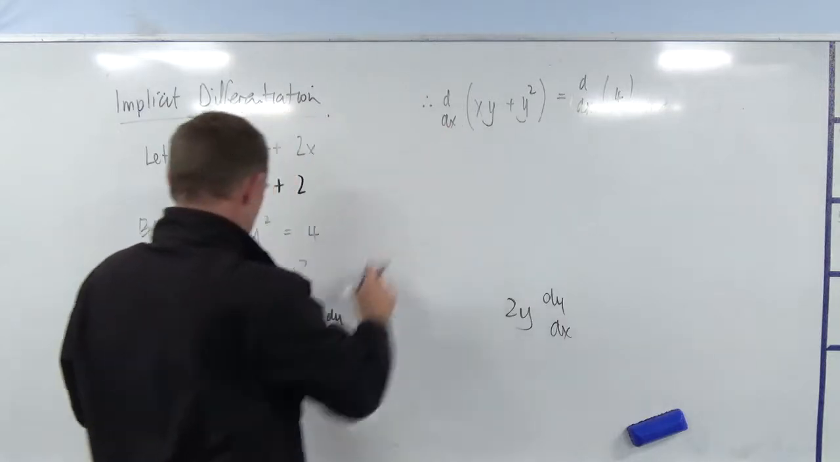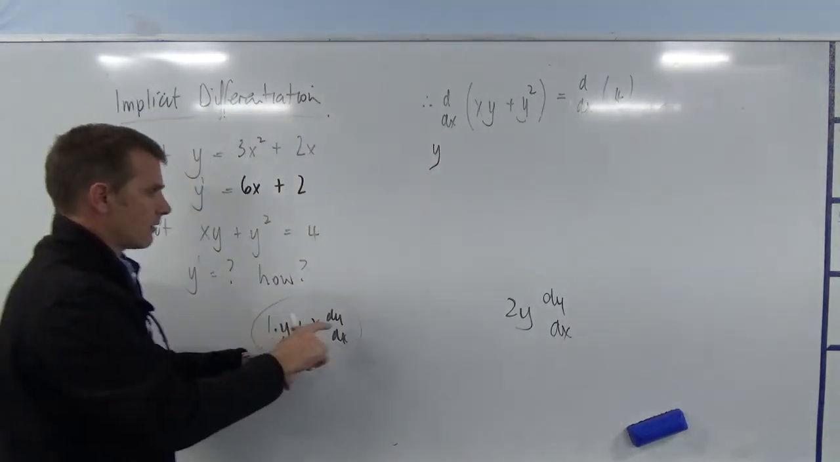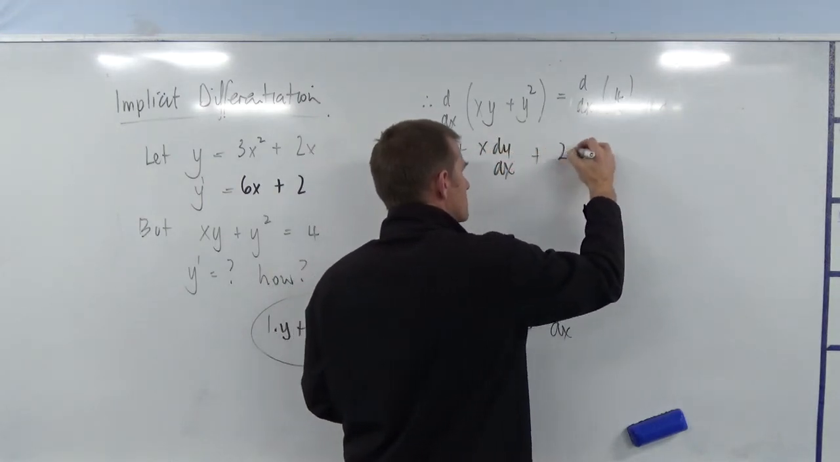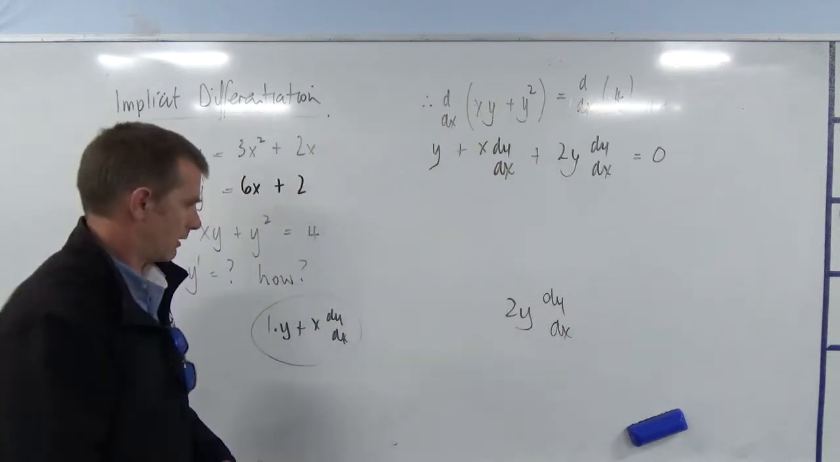So then this, let's piece it all together, becomes this. It's going to be y, or one lot of y, plus x dy dx, plus 2y dy dx equals 0. Okay, I'll get rid of these.